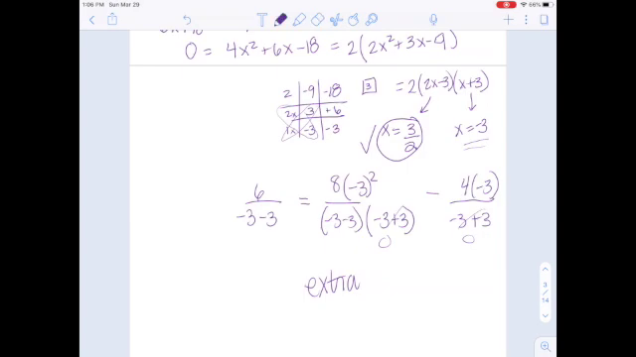Whoa, that's weird. Try that. Solution to your problem. And so he is not a part of your solution set. Make sure you delete him. All right, and that's a wrap.